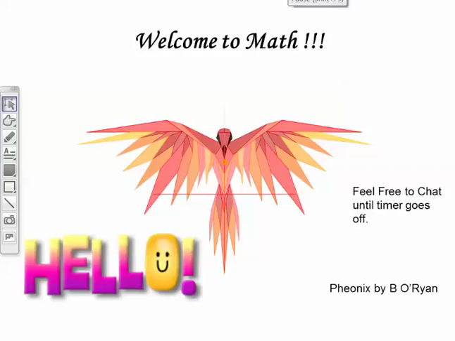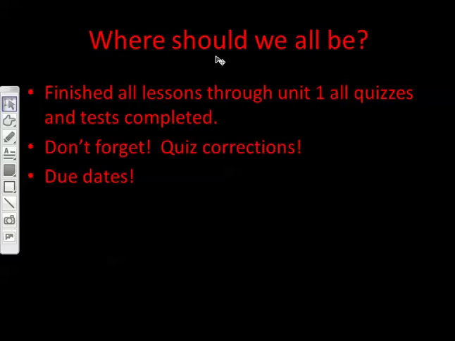It's week 5. We are into the 5th week of school at this point, and this is the second unit in geometry. And in this second unit, we're covering logic and reasoning and trying to make certain we understand how to write proofs and what proofs are. Okay? So, where should you all be? Unit 1 should be done.